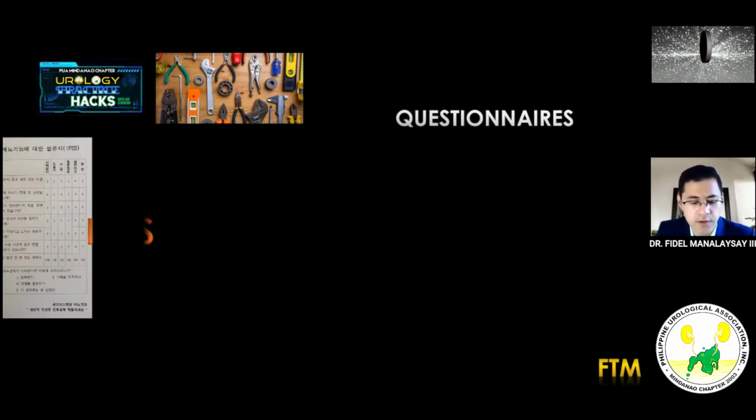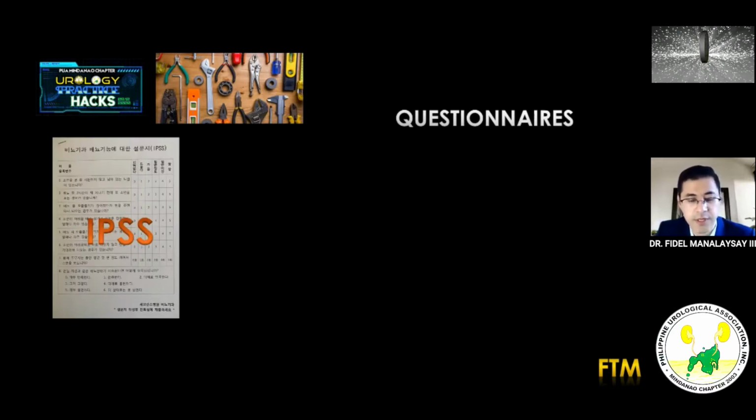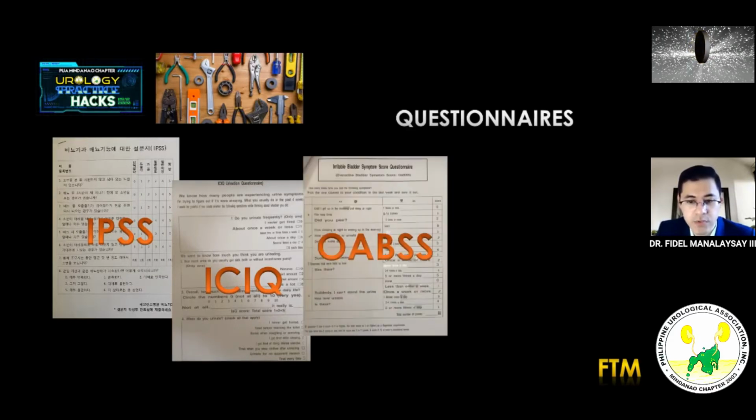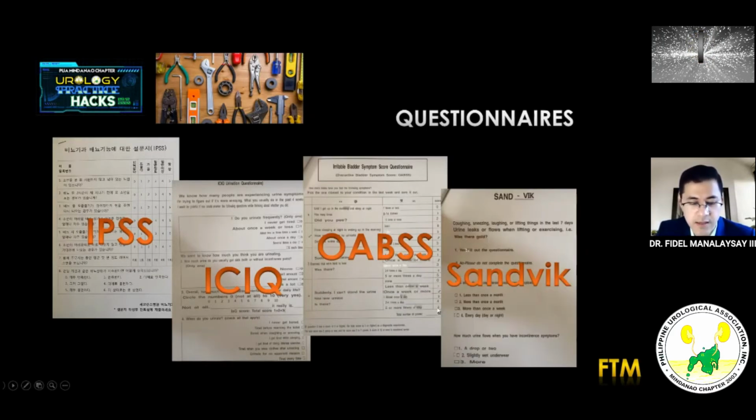Another tool which can help us in the diagnostic process are questionnaires. So what are questionnaires? These are validated sets of questions that can measure the severity of a symptom of interest. Examples are IPSS or International Prostate Symptom Score, ICIQ or International Consultation on Incontinence Questionnaire, OAB Overactive Bladder Symptom Score, and SANDVIK. Different questionnaires ascertain different symptoms.